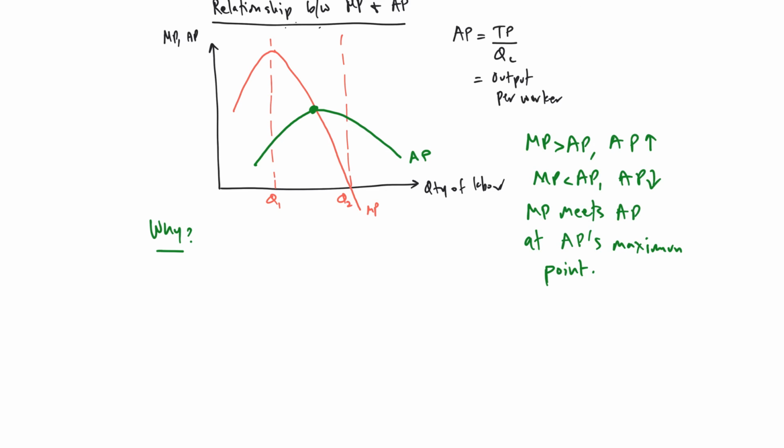So this is your short run production, and the implication of short run production will be in terms of cost. Does that make sense? Any question? Let's now move on to cost.